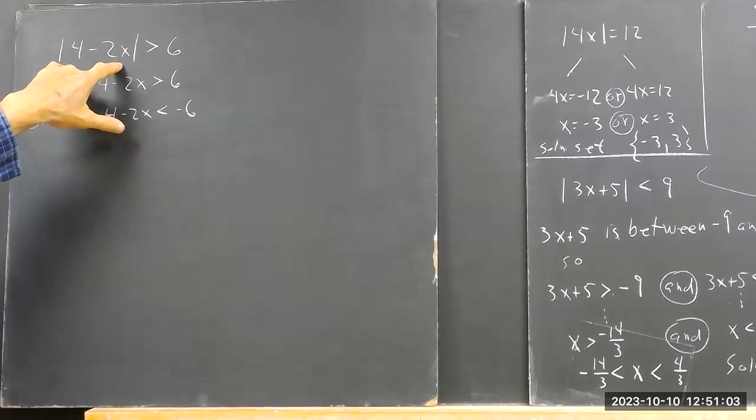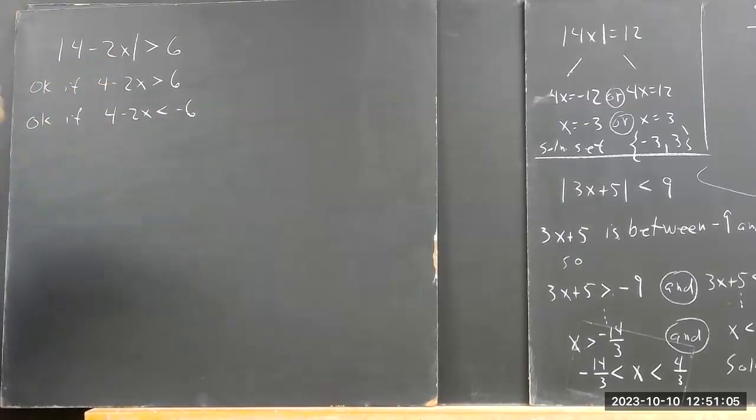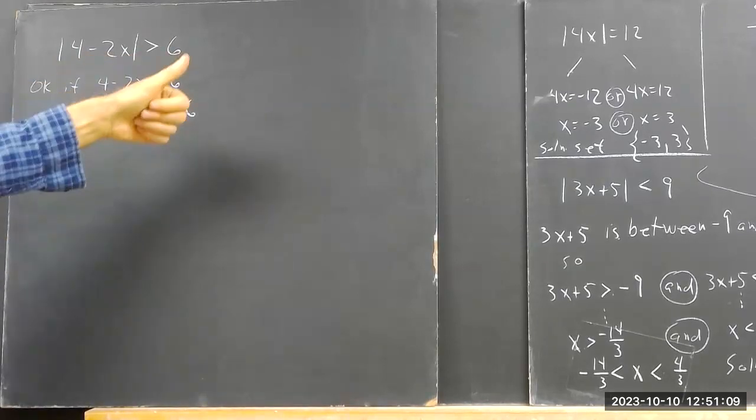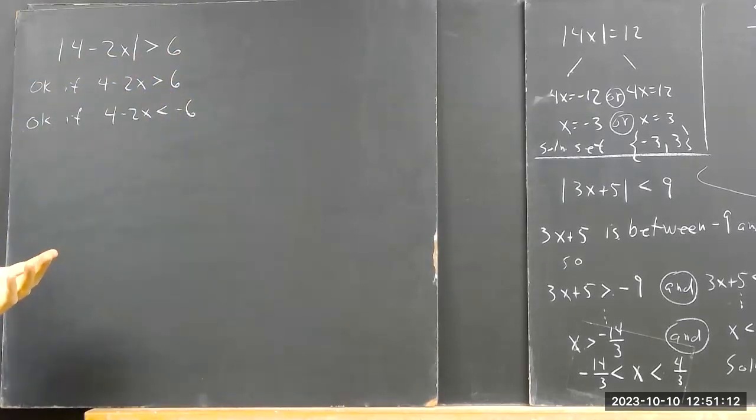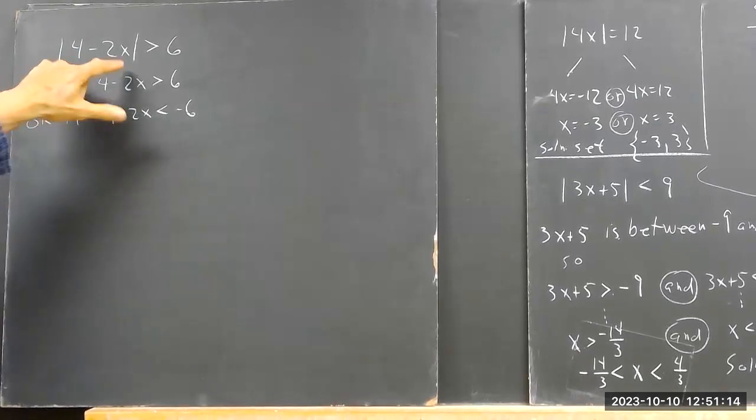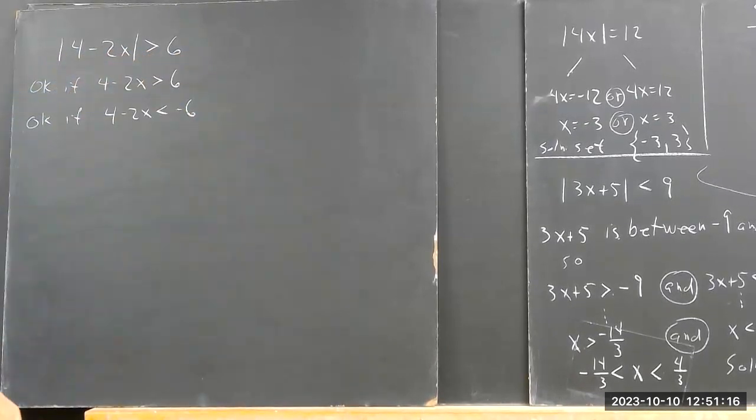So we get into values of x that make this into big negative numbers. They all work. If you get a big negative number here, the absolute value is going to be greater than 6. Okay, well, let's write this out.